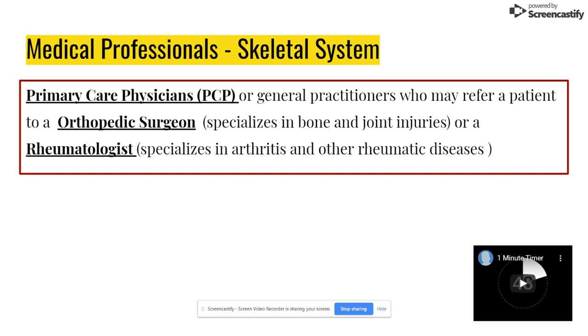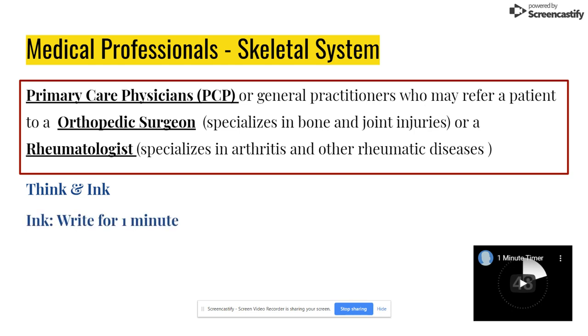So primary care physicians, these are general practitioners who can treat a patient for most conditions, but sometimes they are going to refer out for those skeletal system diseases that we have talked about so far. We're going to refer to either someone like an orthopedic doctor or orthopedic surgeon or a rheumatologist who is going to specialize in arthritis and other diseases.